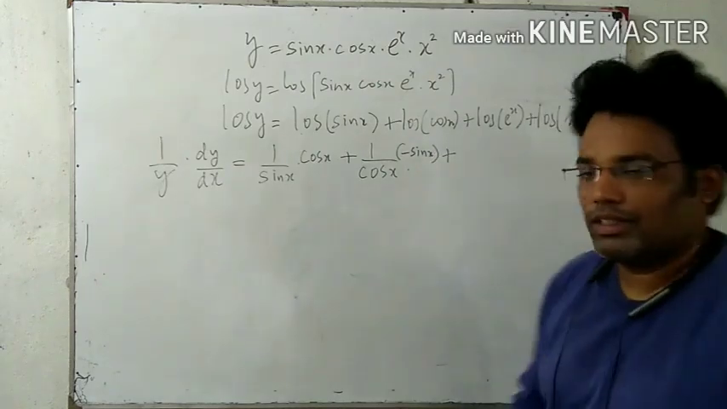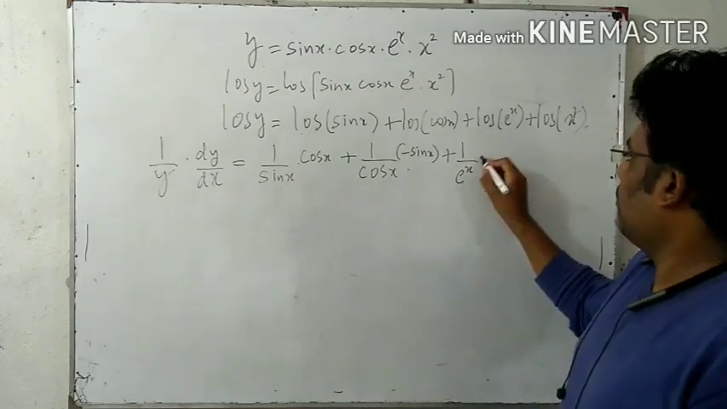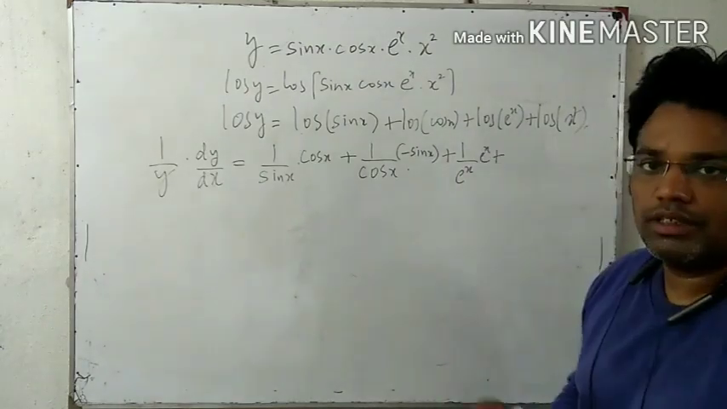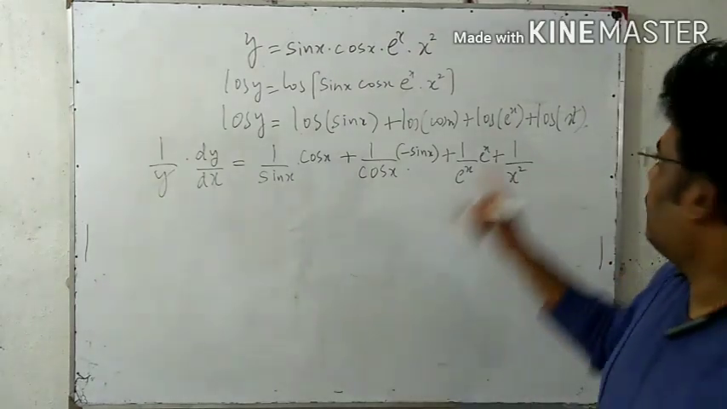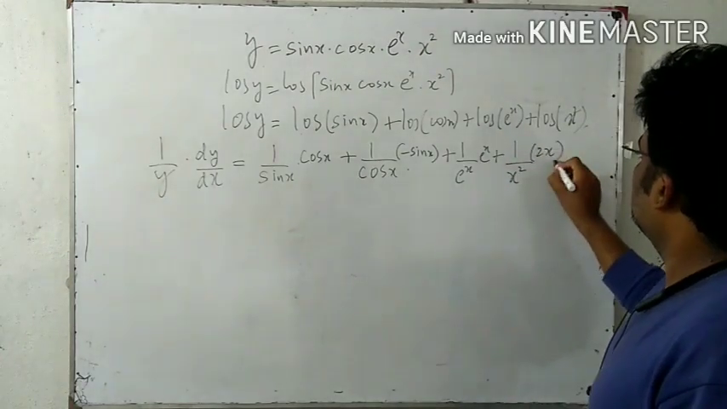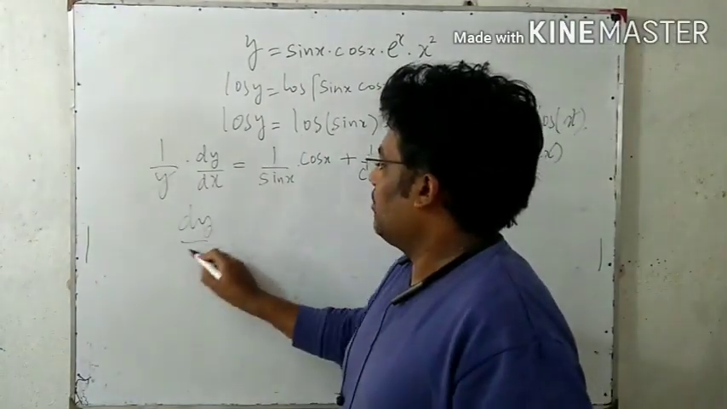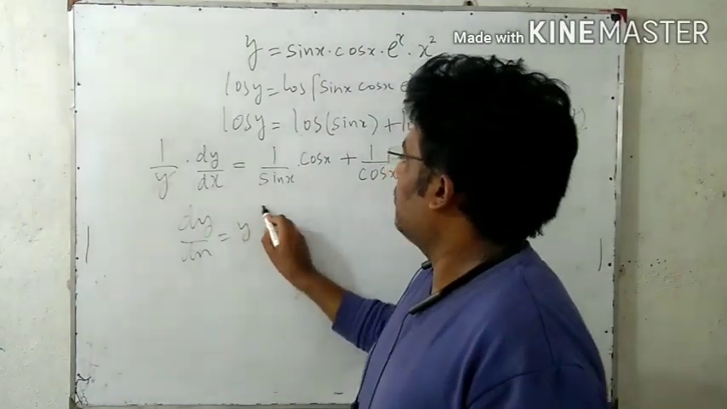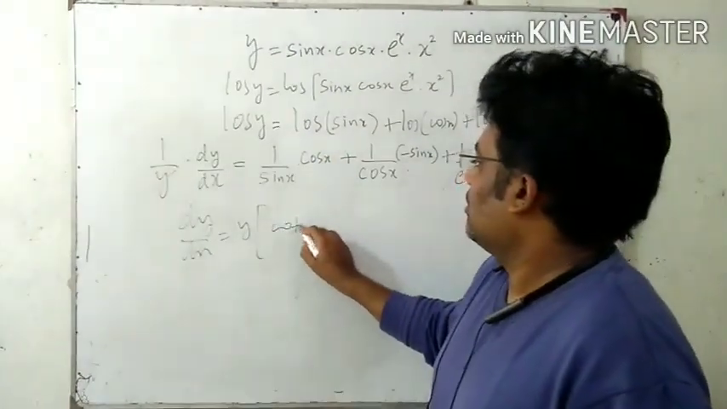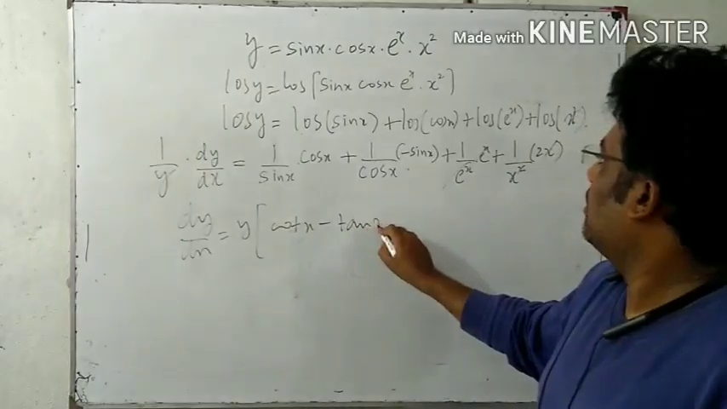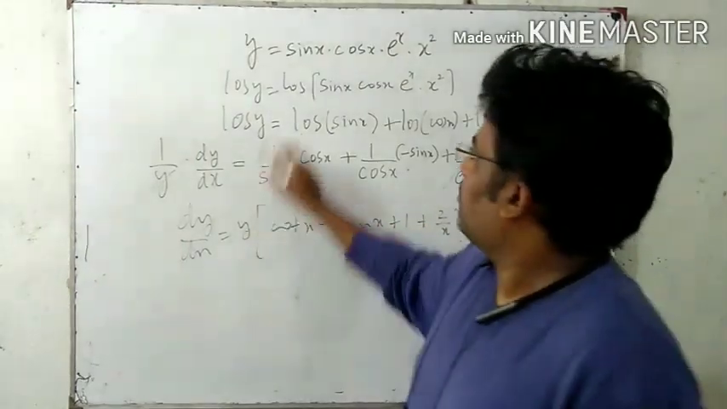Log of e power x is 1 by e power x. E power x differentiation is e power x. Plus log of x square is 1 by x square, and differentiation of that x square is 2x. Cancel these. So dy by dx equal to y into, this is cos by sin is cot, sin by cos is tan, and this one is 2 by x. And you just write what is that y there.